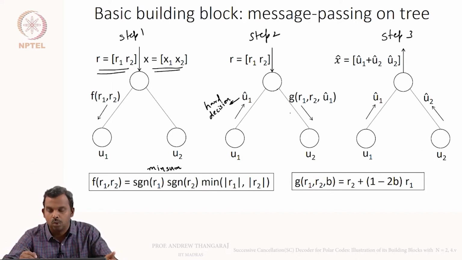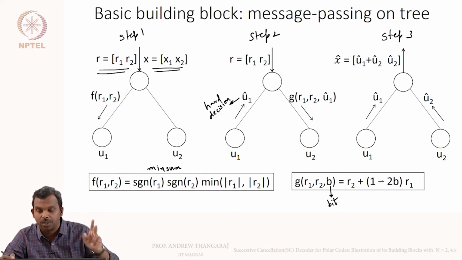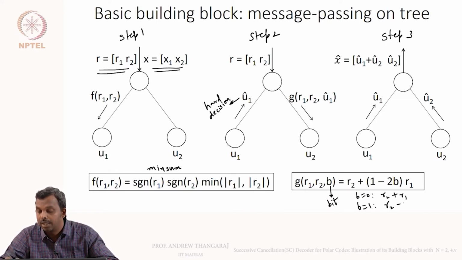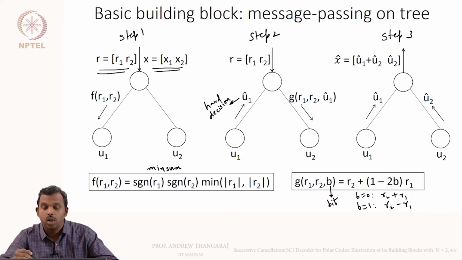Once you have that, you send a message to the child on the right, and what is that message? That's where the repetition code comes in. I'm going to use this function g. Here b is a bit, 0 or 1. This function g succinctly captures the complement situation. If b is 0, you have R2 plus R1, and if b is 1, you have R2 minus R1. This is just a shorthand notation to capture the complement situation that you have here. So what you send here is g of R1, R2, u1 hat.